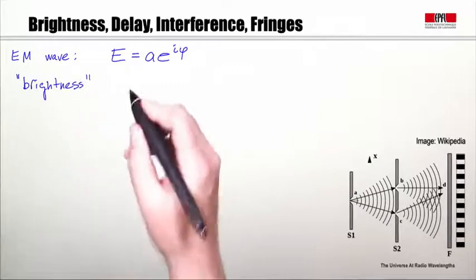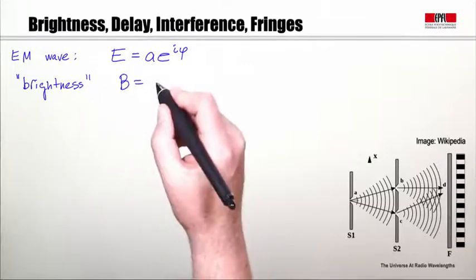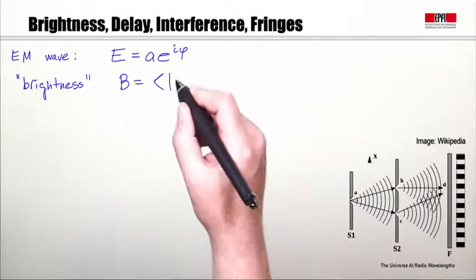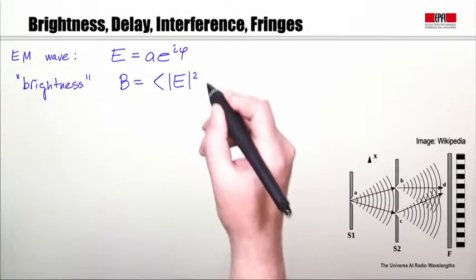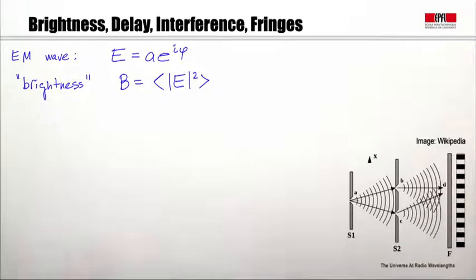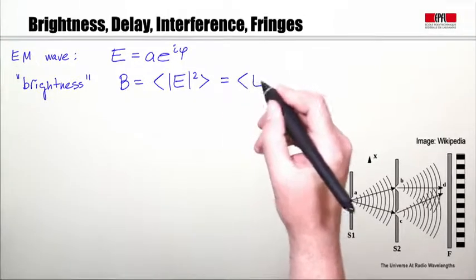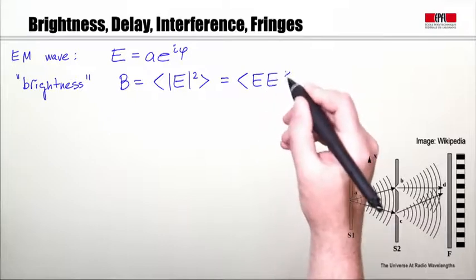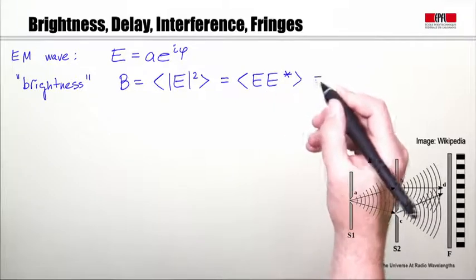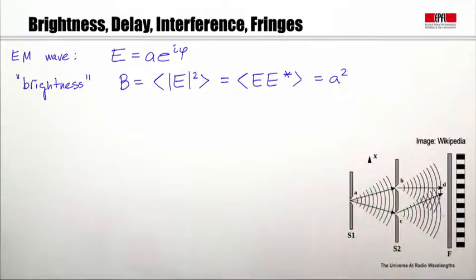Brightness, B, is the average over time of the amplitude of the field squared. The angle brackets denote averaging over time. So we write it like this, E times E its own conjugate, which of course in this case is just equal to A, the amplitude, squared.